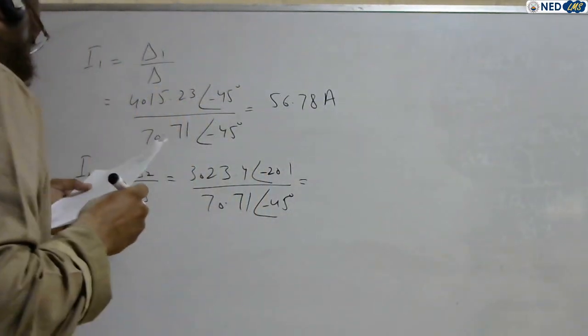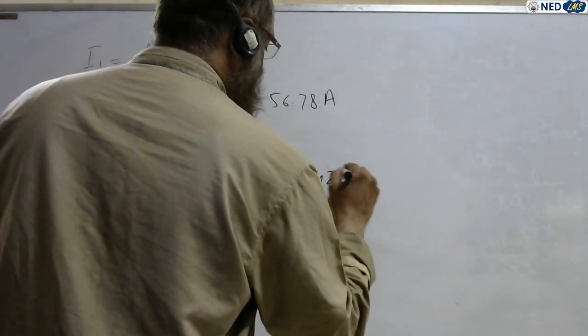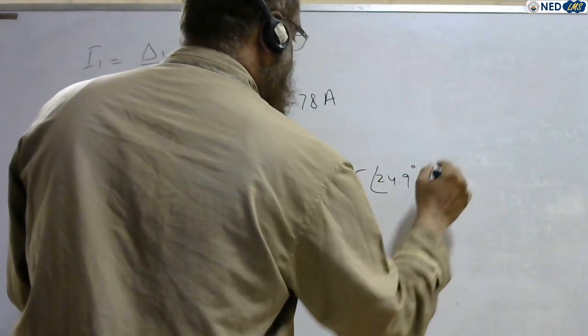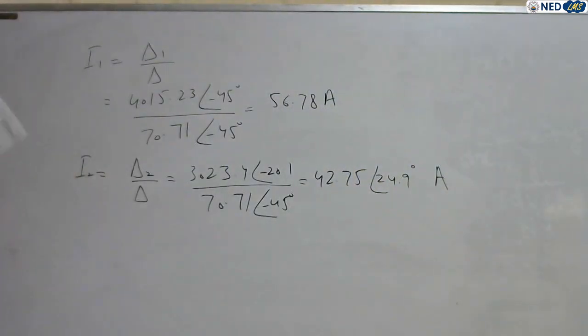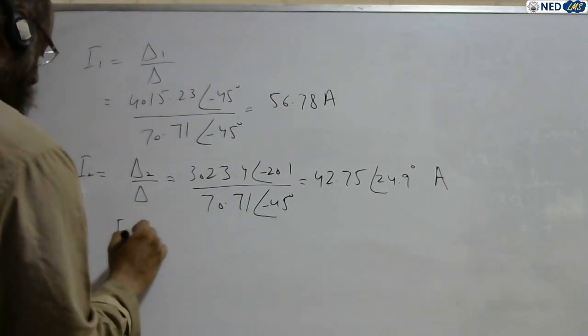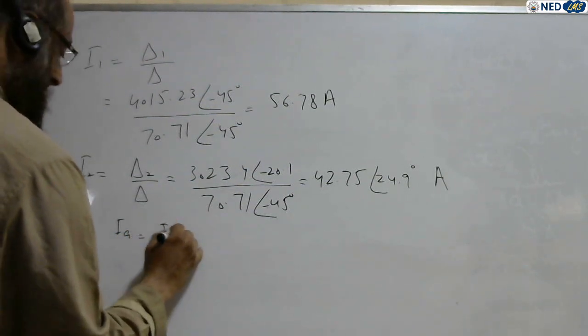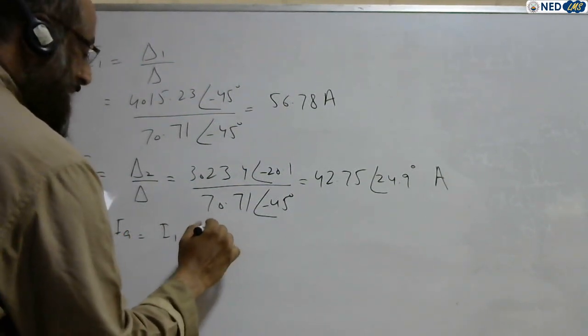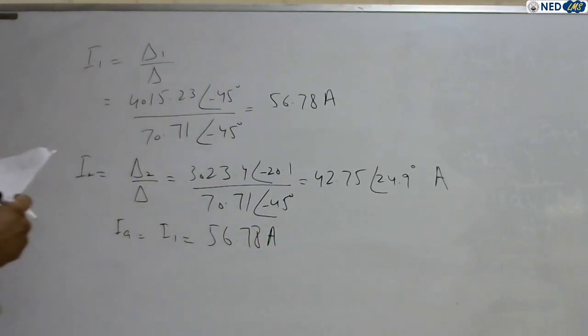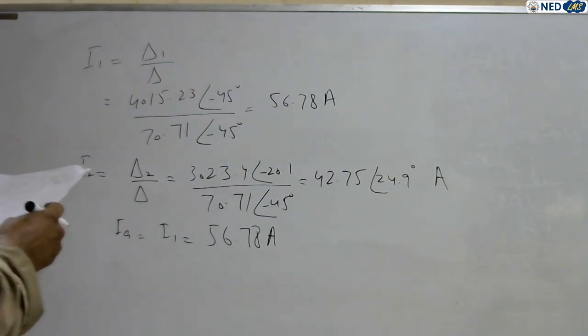So it comes out to be 42.75 angle 24.9 degree ampere. The unit of current is ampere, right? So the line currents are, that is IA equals I1. The magnitude of that current is 56.78 ampere, right?